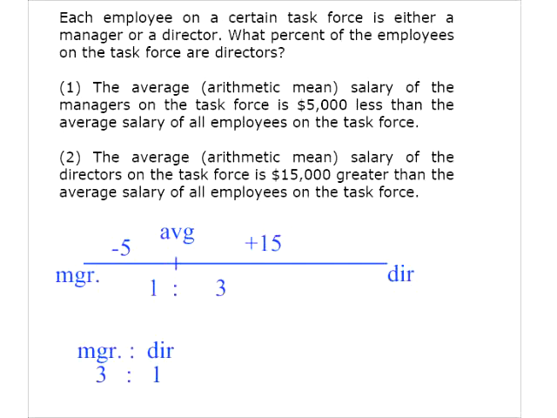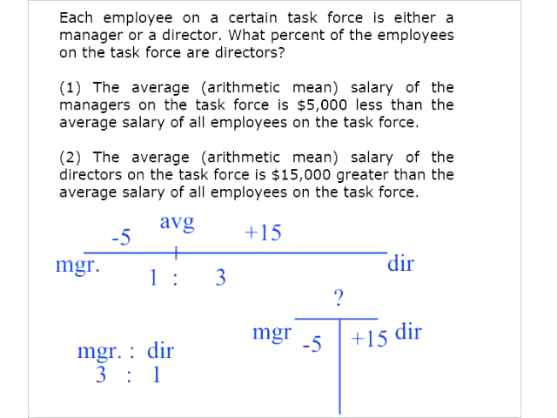Another way we could visualize this, using the same old chart, we don't know the actual average, but knowing that the managers are 5 below, and knowing that the directors are 15 above, Maria, what's the least common multiple there of the -5 and the +15? So how many manager parts do I need to add to get up to 15? Yeah, I technically only need to add 2. I need to have 3 of them.